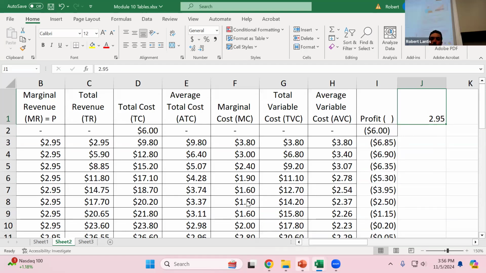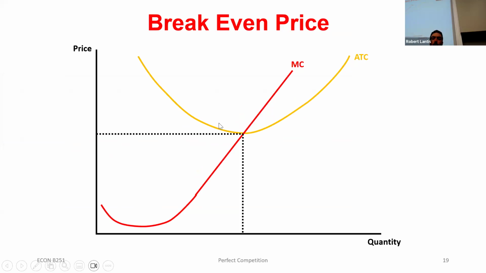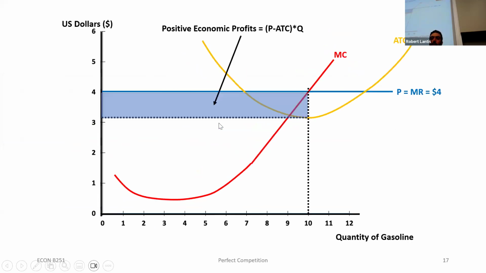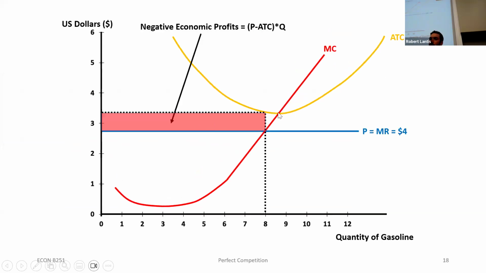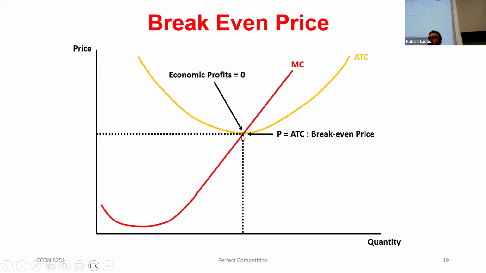We have these visuals: when the price is above the minimum point of average total cost, positive profits. When the price is below the minimum point, negative. And when it's exactly equal, we had zero profits. Okay.